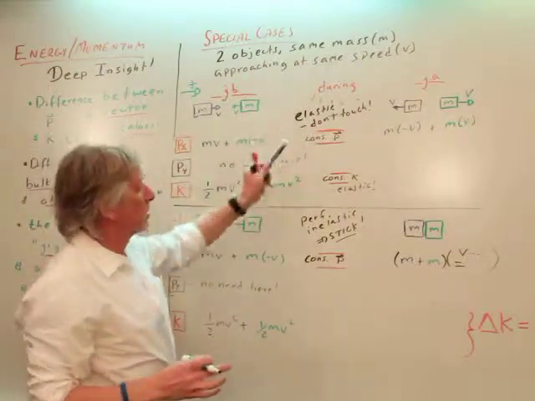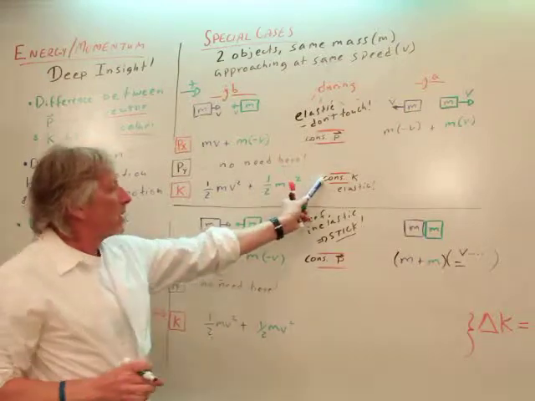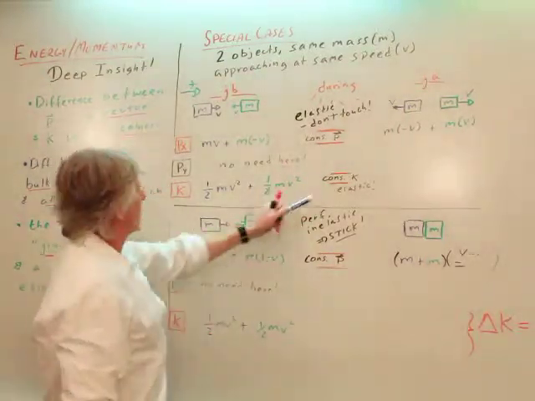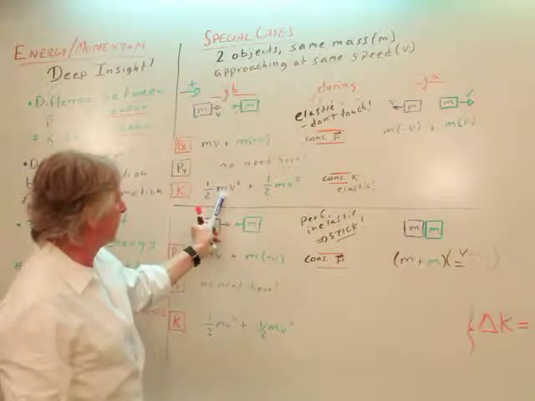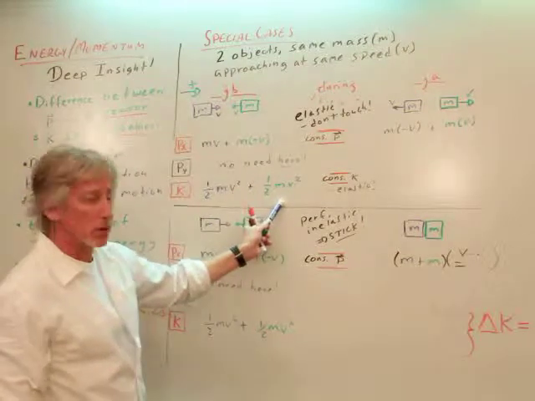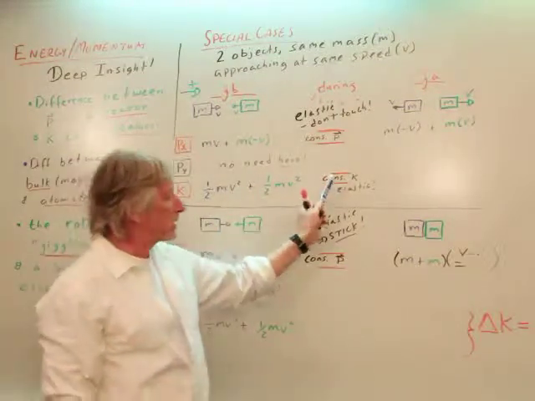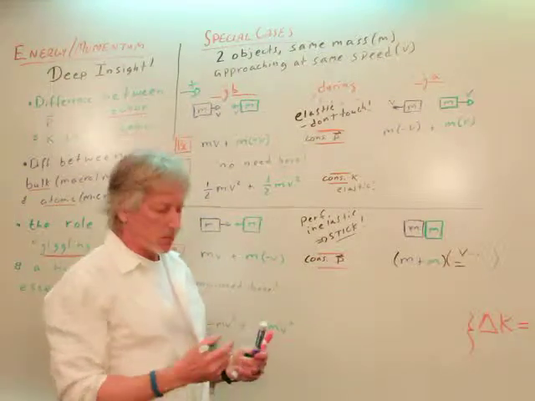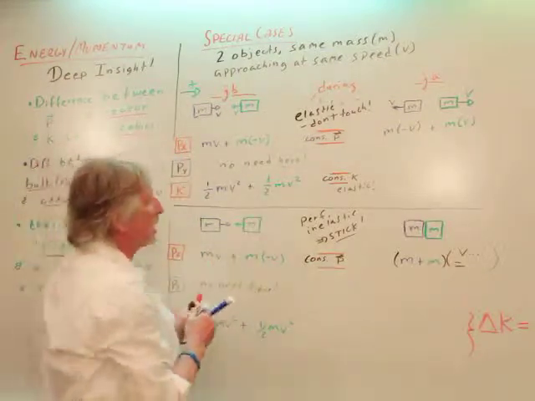The key for elastic, though, elastic tells us about kinetic energy. When it's elastic, and we're going to see why this is true, I start out with 1/2 mv squared, and I end up with 1/2 mv squared for the green one. When it's elastic, that means that my total kinetic energy stays the same. And so let's see if that's true in this case.